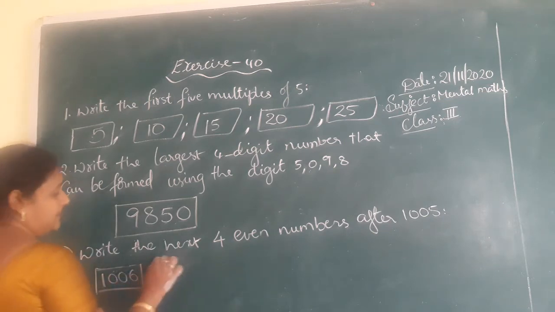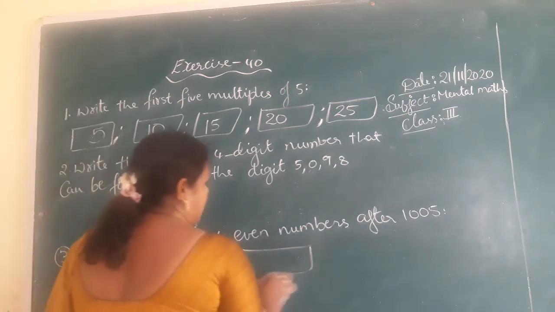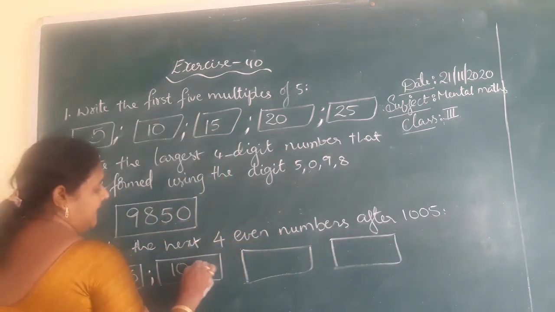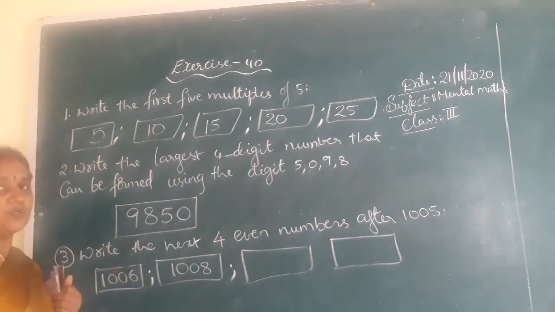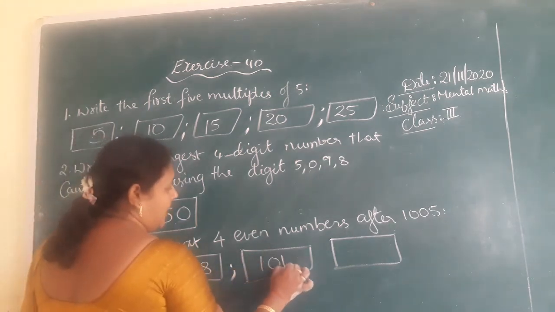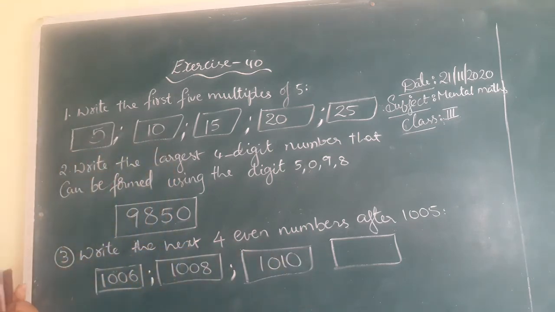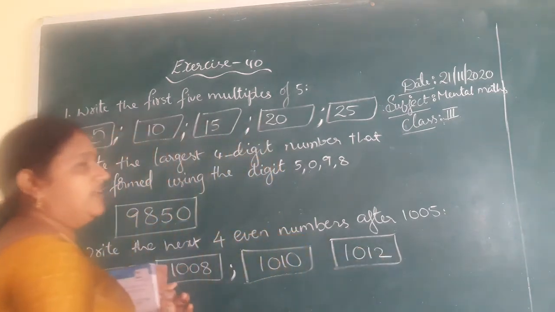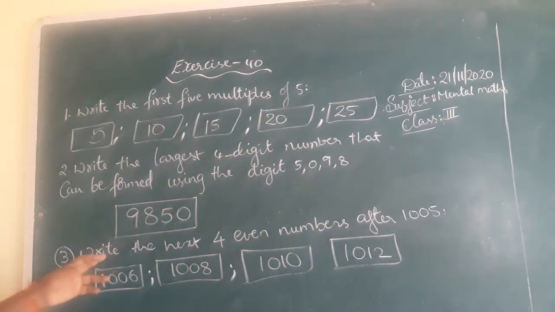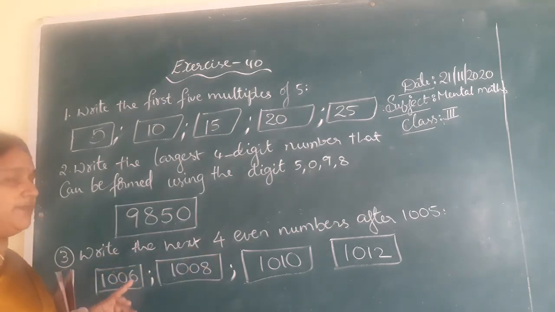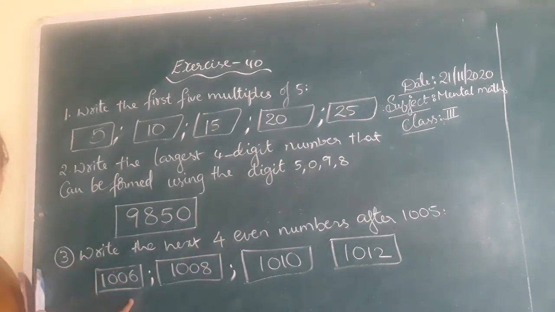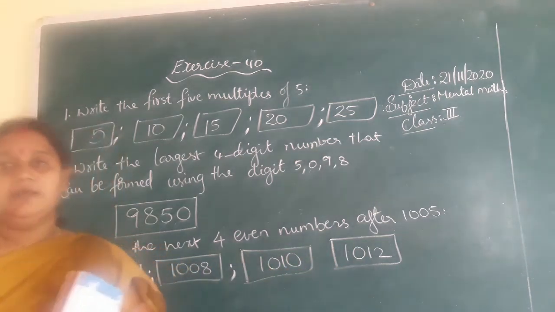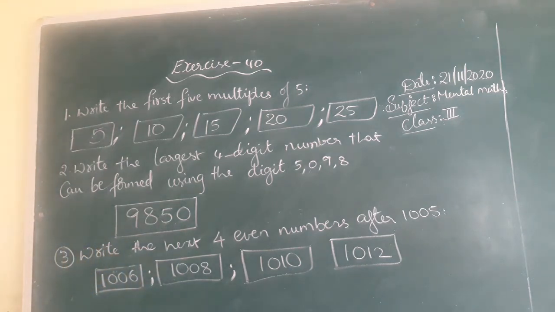1006. Next even number? They ask us to write 4 even numbers. 1006, after that 1008. Next 1010. Next 1012. These are the even numbers which come after 1005. After 1005, 1006 will come. It's an even number. Next 1008, 1010 and 1012. See the next one, fourth one, children.